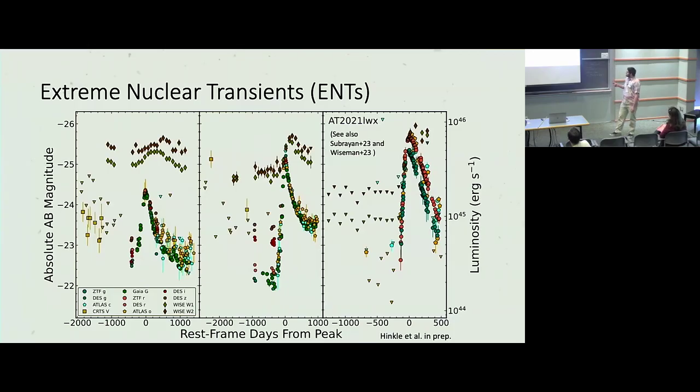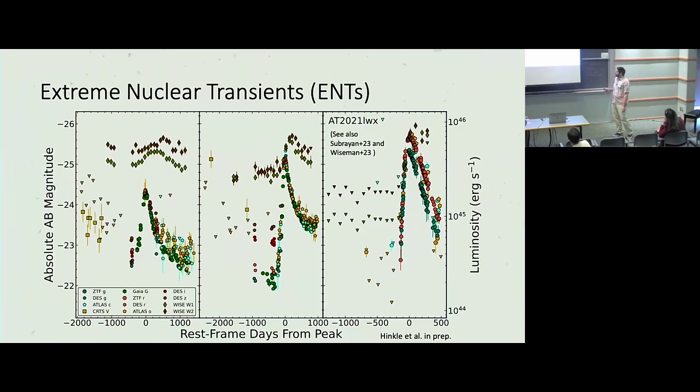Thanks. And finally, I'm excited to introduce this class of extreme nuclear transients, or ENTs. So one of these is already known. This is Gaia-independent ZTF event 2021lwx, which was identified by ZTF and has a few papers on it already. But I found two others by looking in Gaia data. And basically, these events are ANTs on steroids, if you will.